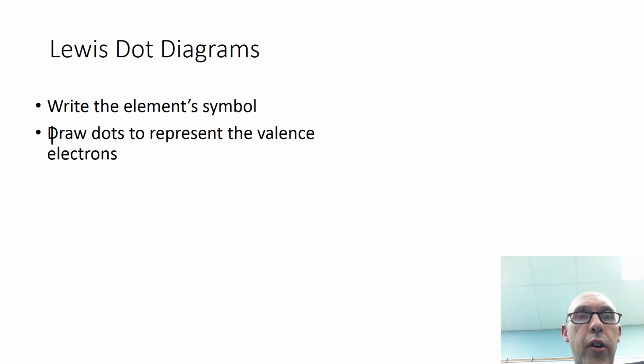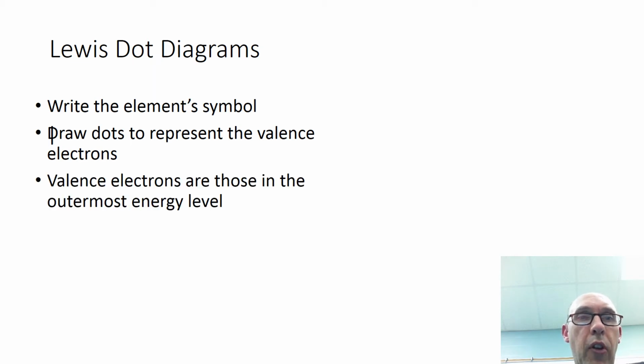So for drawing Lewis dot diagrams, it's pretty much a two-step process. First, write the element symbol, and then draw dots to represent the valence electrons. That's it. Now, to get the valence electrons, first we have to realize what a valence electron is. Valence electrons are those that are in the outermost energy level. So if you think about a Bohr-Rutherford diagram, it's the ones in the very outer ring.